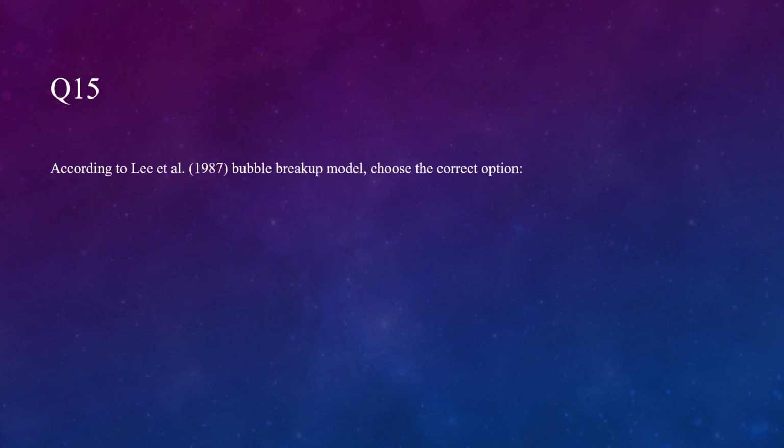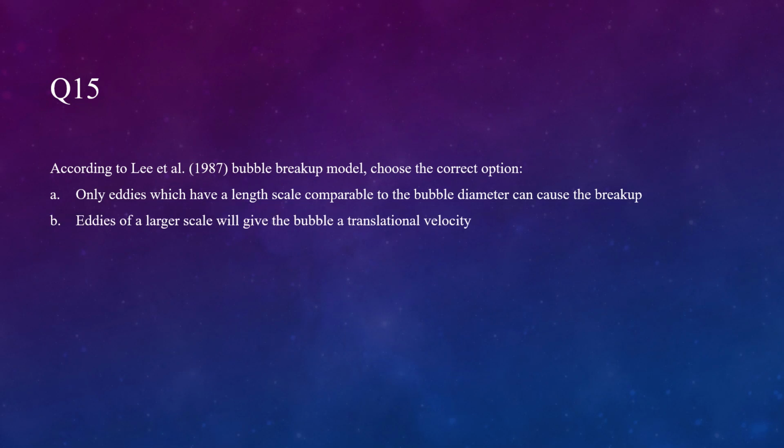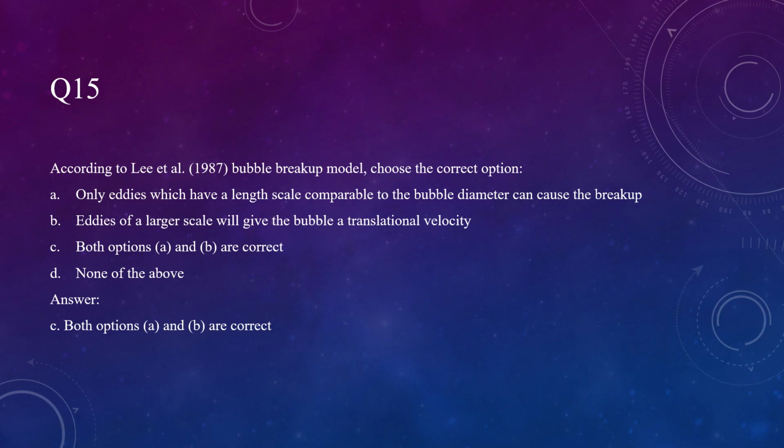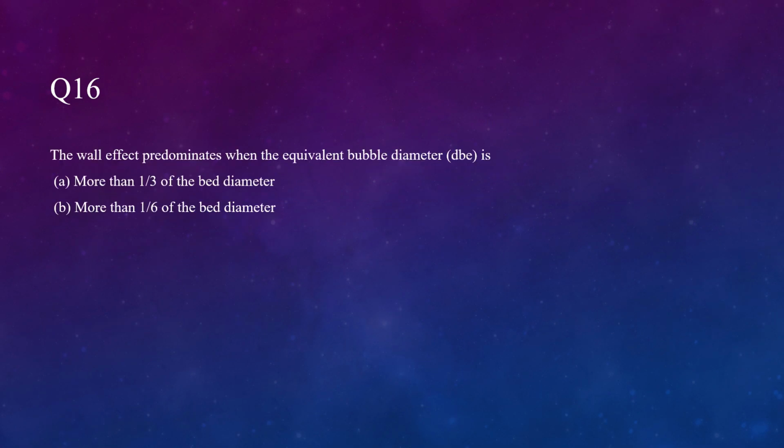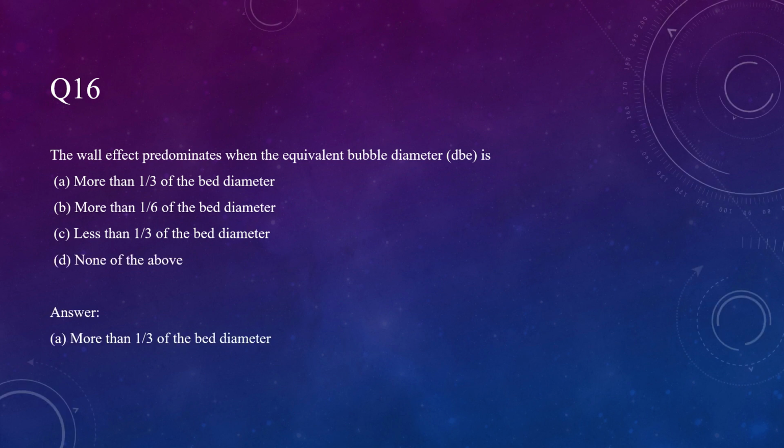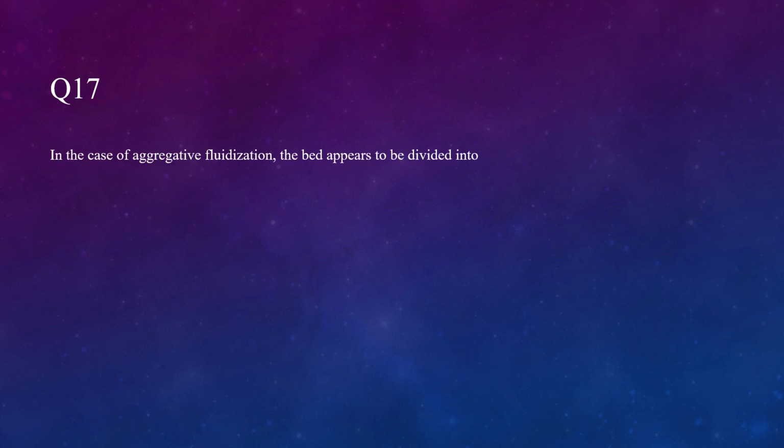According to Lee et al. bubble breakup model, only eddies which have a length scale comparable to the bubble diameter can cause the breakup. True. Eddies of larger scale will give the bubble a translational velocity. Again, this is true. Wall effect predominates when the bubble grows in size to more than 1/3 of the bed diameter. None of the above; more than 1/3 of the bed diameter is the right answer.